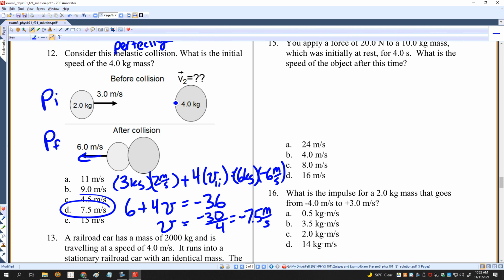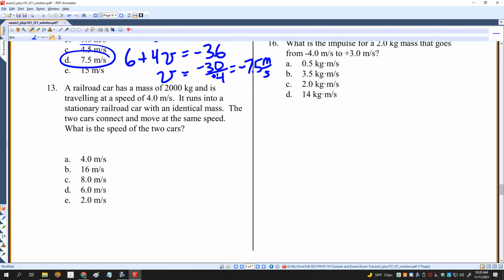You would expect that being to the left, actually, because this has a negative momentum or negative velocity to the left, so this one must be to the left.